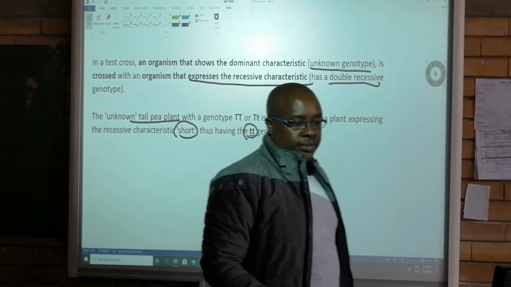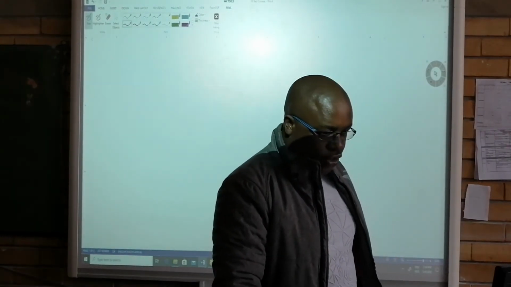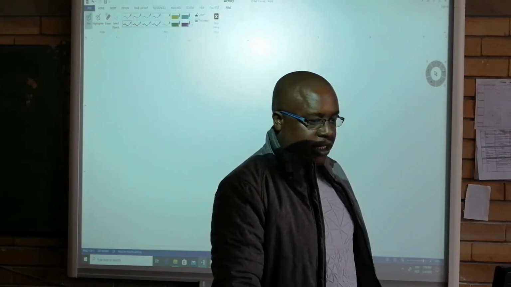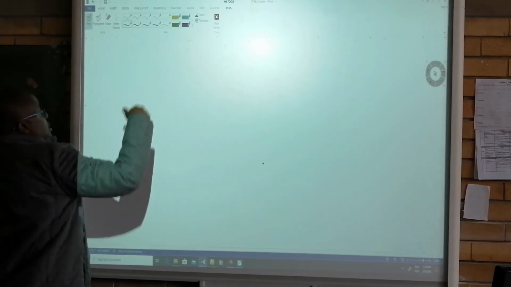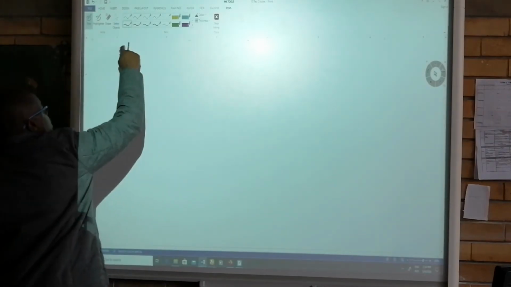Right. Give me permission, and I'll just do it here, right in front of you. Right here, in this document. Right. So we have a tall pea plant unknown. So we're going to take two options here.